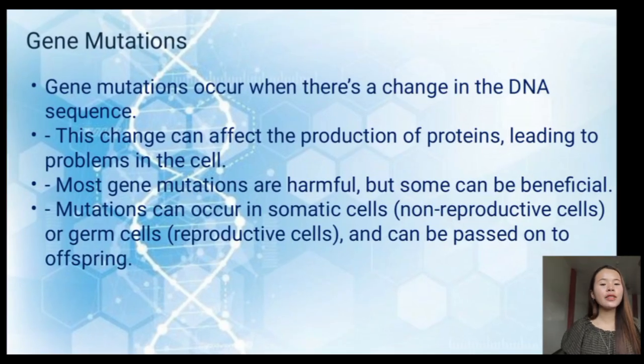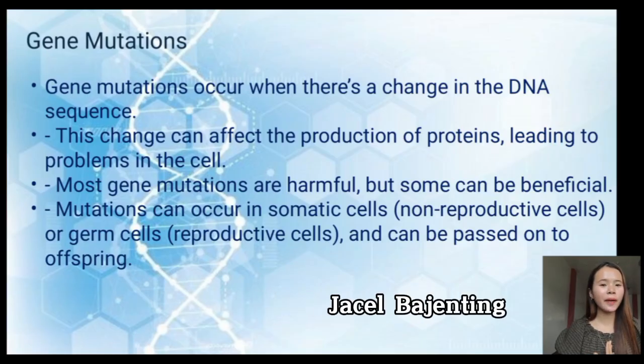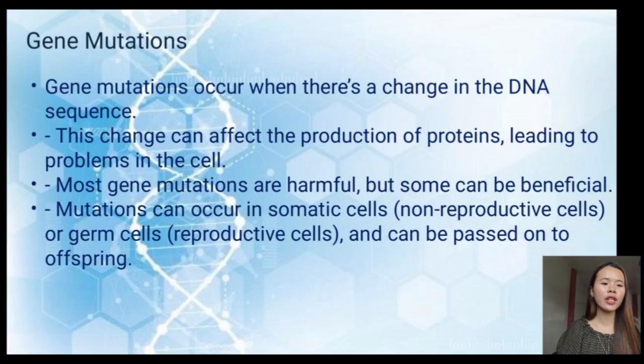Good day, ma'am. Good day, classmates. I am Jocelyn Brinting, and now I will be discussing gene mutation. Gene mutation occurs when there is a change in the DNA sequence. So, gene mutation can change our DNA sequence. This can affect the production of proteins, leading to problems in the cells. So, it may affect the production of proteins in our body, leading to a problem in the cell.